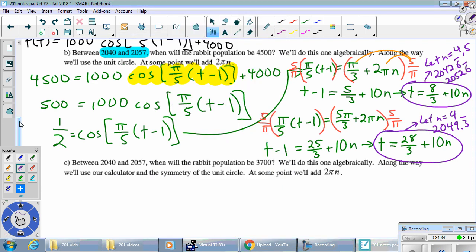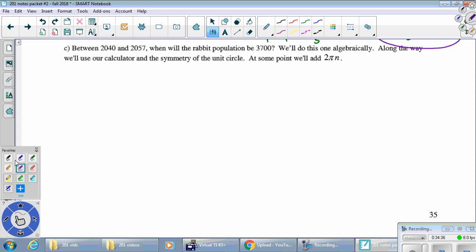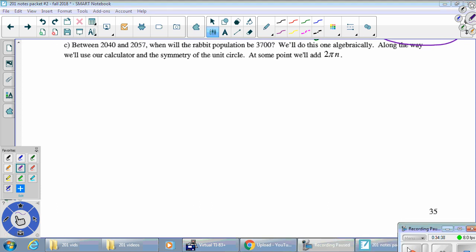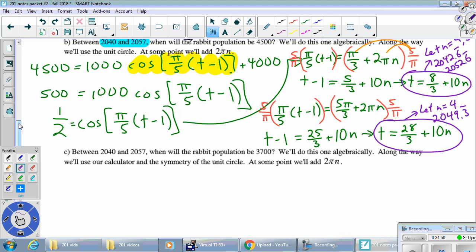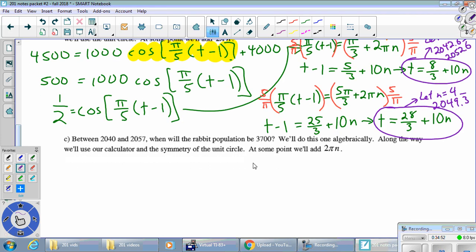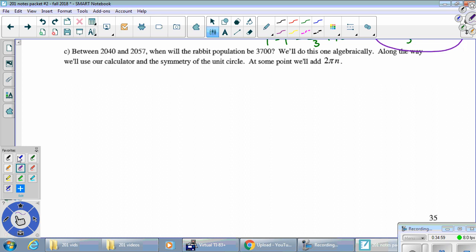Okay, so I'm feeling good about that. And let's do part C now. Okay, so part C is the same question, but now looking for the population to be 3,700. We're going to do this algebraically, although we will need to use the calculator to help us out. The solution technique will be nearly identical. So it's just going to be a 3,700 here. Actually, I guess there isn't really much we can skip.